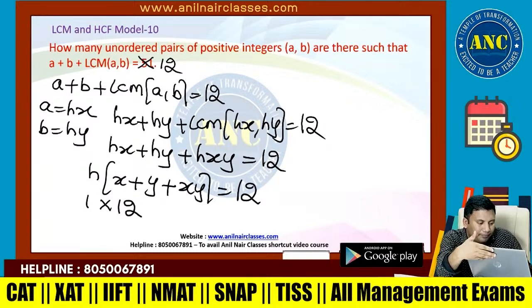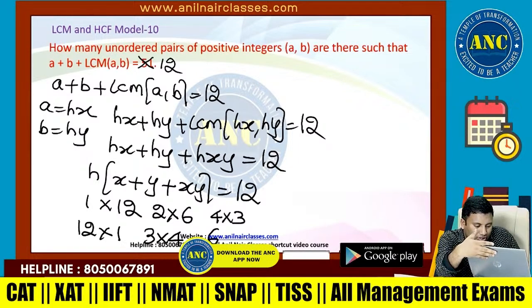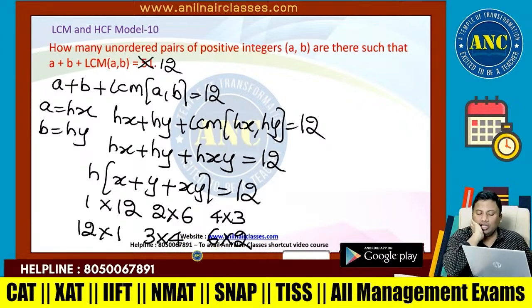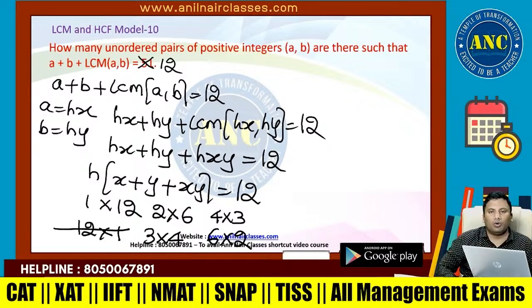1 into 12, 12 into 1, 2 into 6, 3 into 4, 4 into 3, 6 into 2. These are the total cases, out of which this case is eliminated. Are you all with me? This case is eliminated. I will come to that point, ordered or unordered. Please have patience for a few minutes. After I complete, I will neatly put a table.